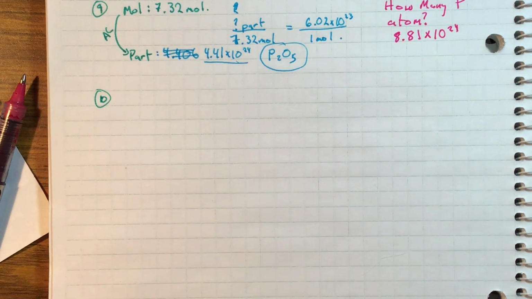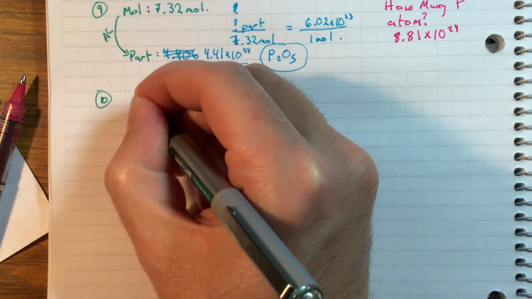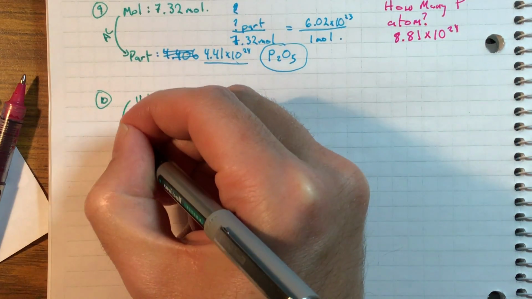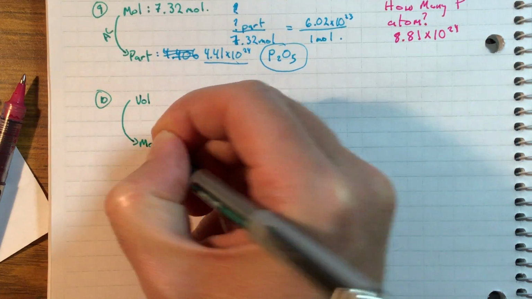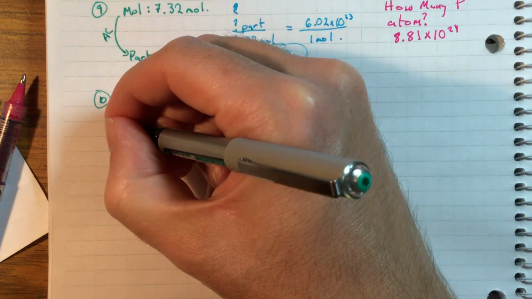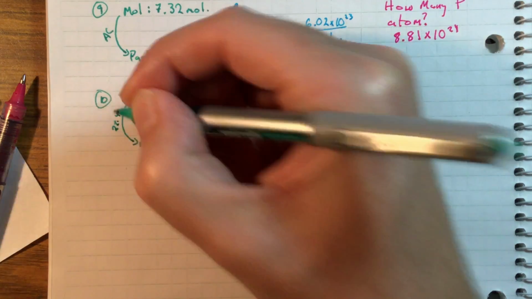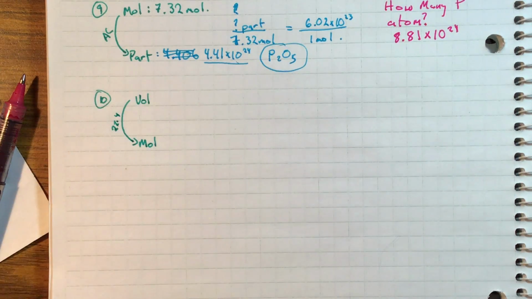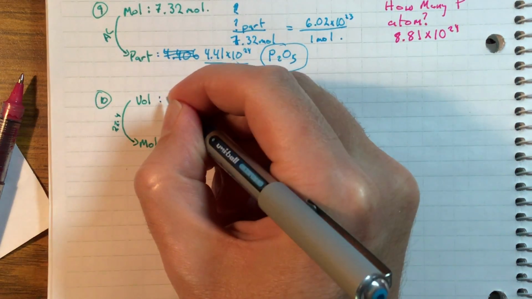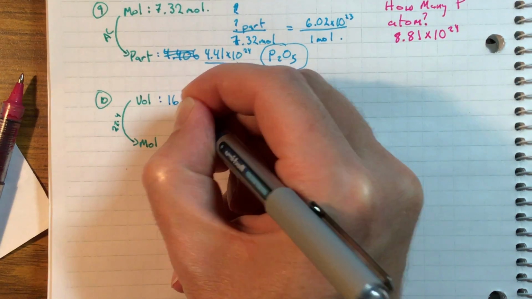How many moles of nitrogen gas are there in 16.0 liters of gas at STP? So now we've got volume, and we're going to moles. Right? This is not concentration volume. This is volume. So we're going to use the 22.4 conversion. So what's our volume? 16.0, 3 sig figs.